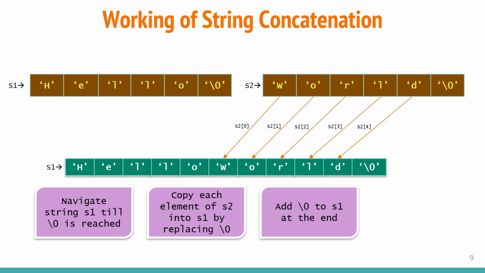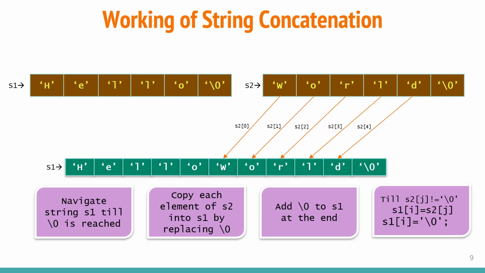So how can I generalize this logic? You need to copy the elements of s2 into s1 till the element at s2 is not equal to backslash 0. So till s2 of j is not equal to backslash 0, I should copy the jth element of s2 to the ith element of s1. But there is a caution over here. In this i, you should have already navigated from hello. I should have already reached backslash 0.